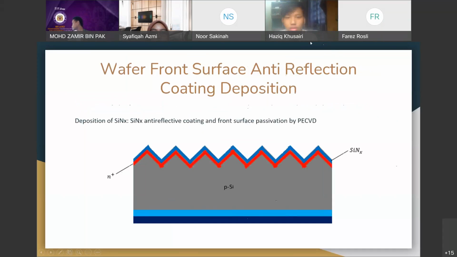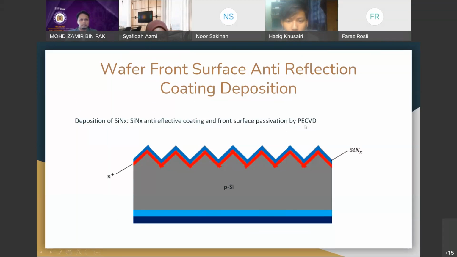Okay, wafer front surface anti-reflection coating deposition, ARC, deposition of silicon nitride. We still use silicon nitride because it is a good ARC, and it also acts as a passivation layer. It is deposited using PECVD.